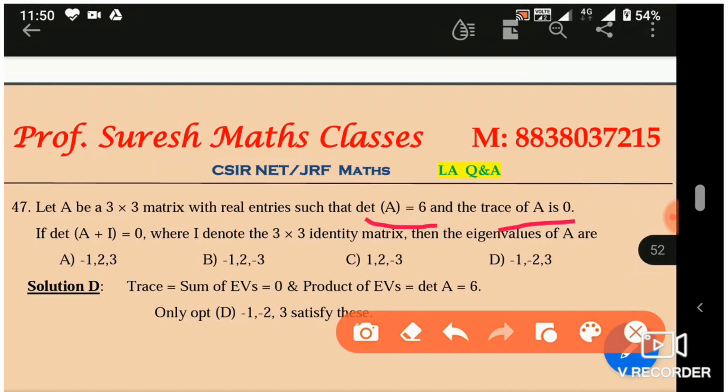If we take the first option, trace means sum of the eigenvalues. Sum will become minus 1 plus 2 plus 3, so this is eliminated. If you take the second one, the sum is not 0, so this is also eliminated. If you take the third one, sum is 0, and also for the fourth one, sum is 0. For the third one, determinant is minus 6, but we need plus 6. So only this is correct. So the answer is option D.